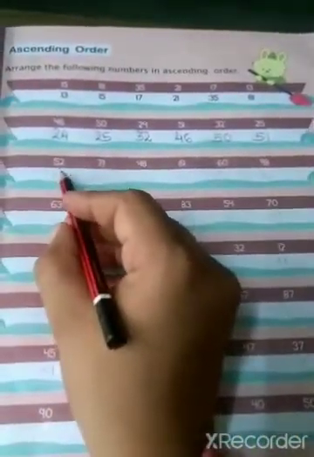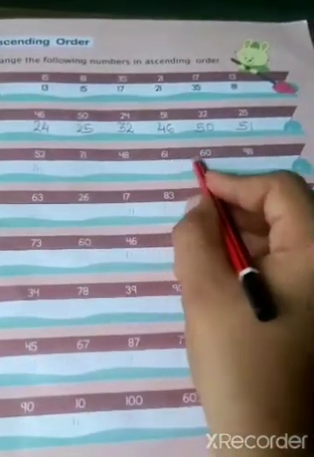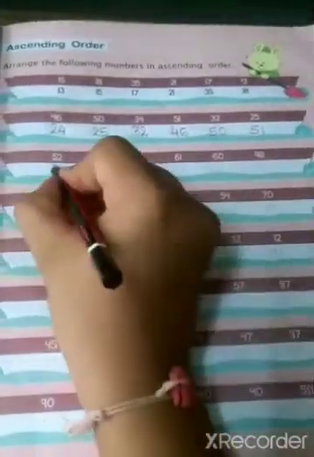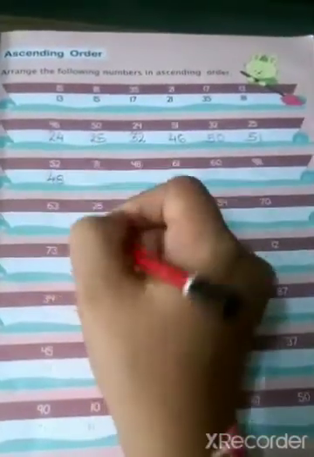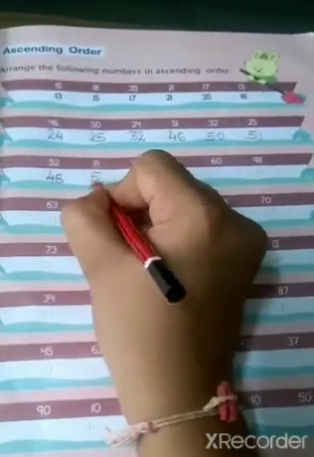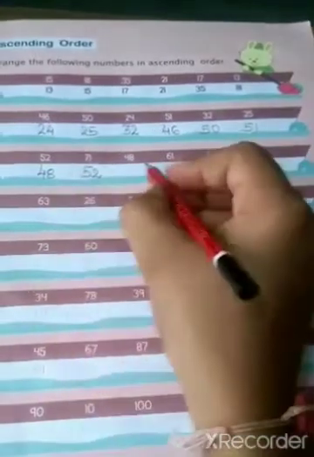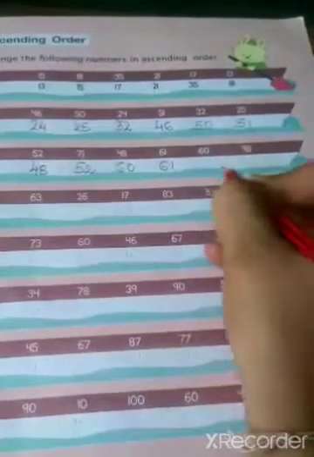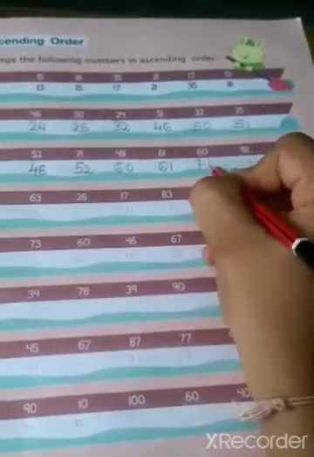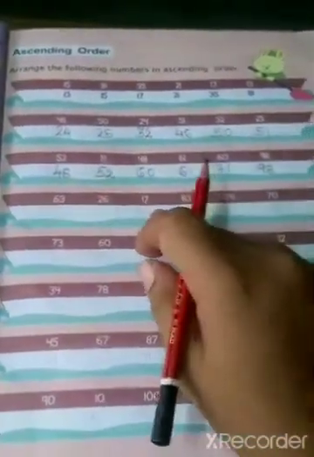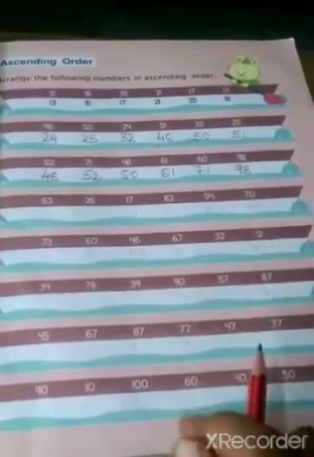Now next example, 52, 71, 48, 61, 60, 98. So which is the smallest value? Smallest value is the 48. Then 52. Then 60, then 61. Then which one is there? 71 and the last one is the 98. I hope you understand about this ascending order, and these are the homework. You have to do it on your own.